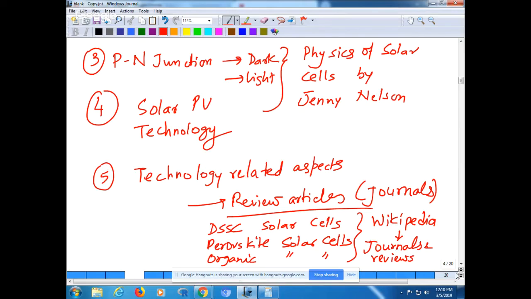Very good book, which explains, and by the way, this book also explains semiconductors. So you can also read generation and recombination in this book. And then we have technology related aspects, especially for DSSC, perovskite and organic solar cells, which are possibly not available in many books. As a result, it might be good to read them from review articles. However, I would recommend that you first go to Wikipedia, and Wikipedia has links for a few good papers that you can read to understand these technologies.